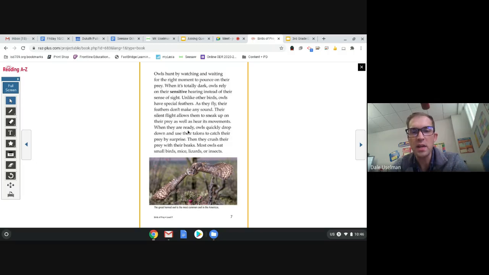When they are ready, owls quickly drop down and use their talons to catch their prey by surprise. Then they crush their prey with their beaks. Most owls eat small birds, mice, lizards, or insects. Underneath this picture says the great horned owl is the most common owl in the Americas.